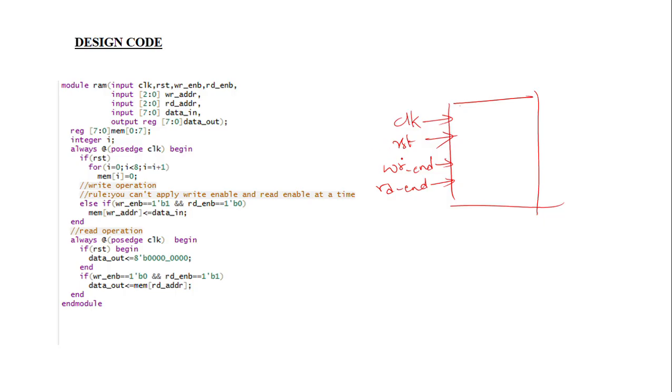For that purpose, first of all I write what the ports are, then I explain in detail every pin. The inputs are clock, reset, write enable, read enable, write address and read address. The output is data out. Data in is also an input. So this is our RAM design. Now I explain everything in detail.